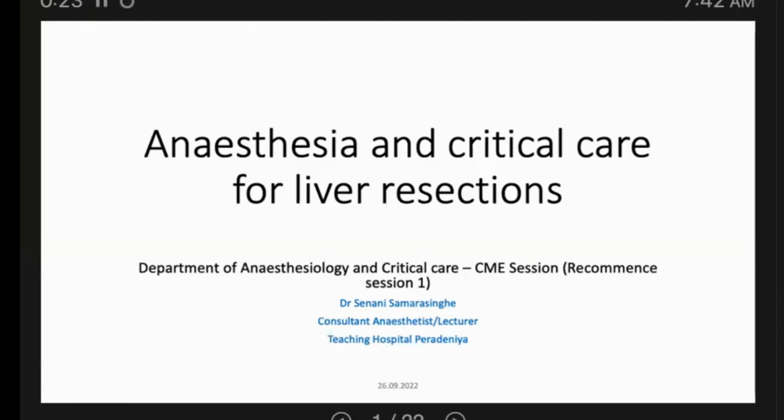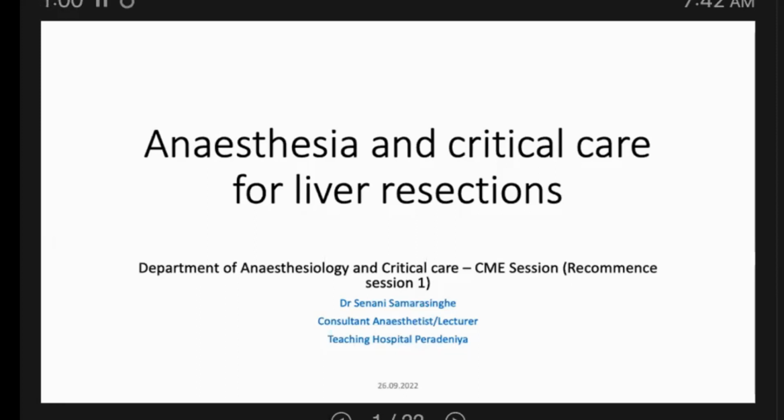So let's discuss anesthesia and critical care for liver disease or liver resection patients, right? Because day by day, Teaching Hospital Peradeniya is getting recognized as a liver center, and major liver resections and liver related surgeries and patients are getting referred. So we all should be geared as a team to handle our patients well and give a good outcome to the patients. So that is the main idea in my talk. So let's see what we can do for our patients.